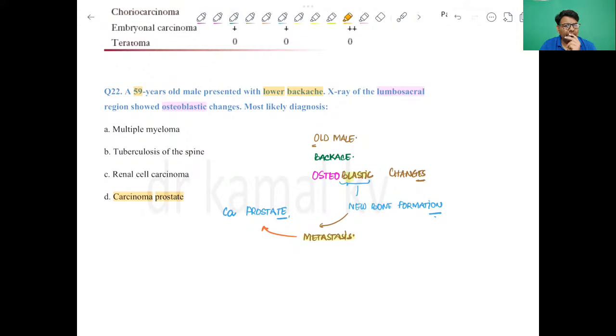Now remember one thing, usually the majority of metastases to bone are osteolytic, meaning they destroy the bone. They damage the bone. But carcinoma prostate is the one which actually leads to formation of new bone. So that is very unique for carcinoma prostate.